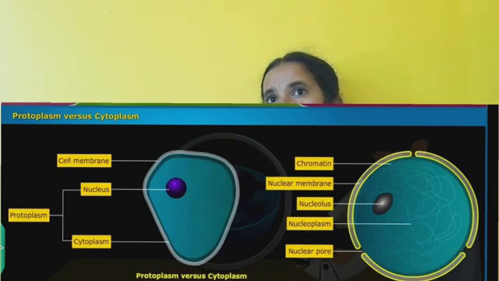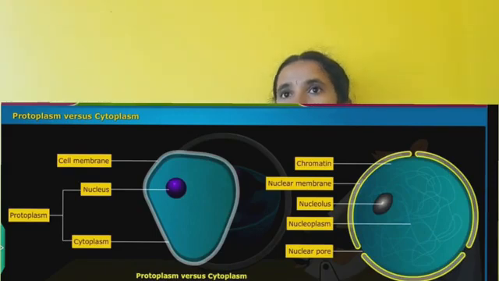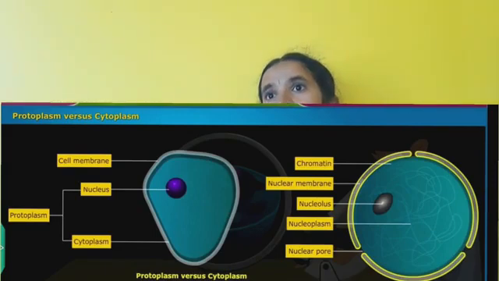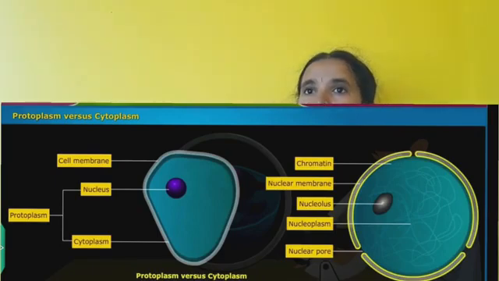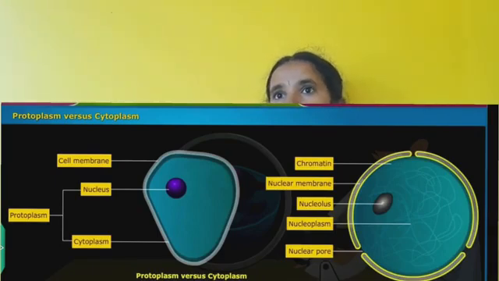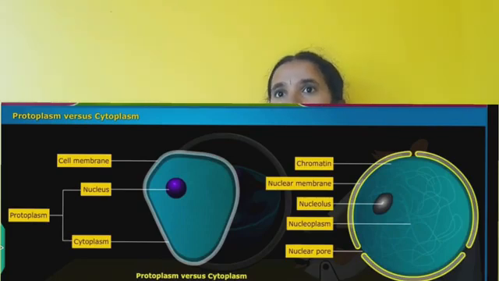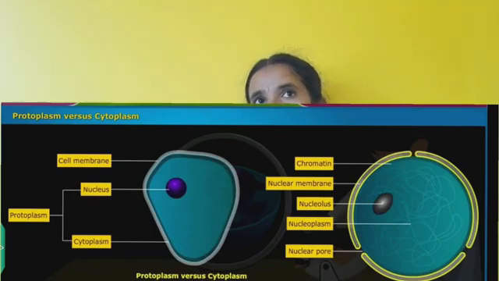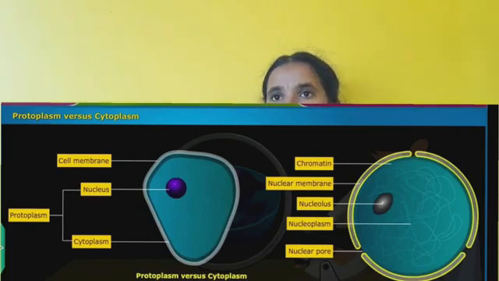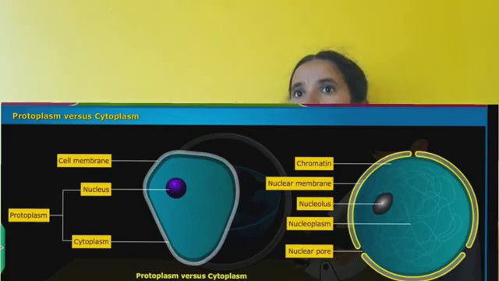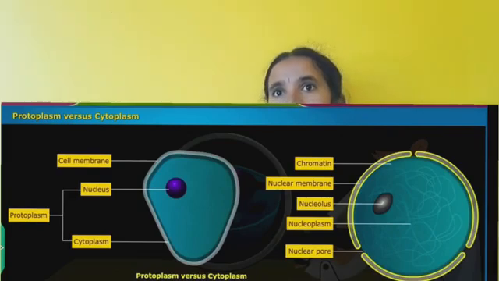Next, cytoplasm and nucleoplasm are present in eukaryotes, but in prokaryotes, no nucleus is present. That's why there is no difference between cytoplasm and nucleoplasm. Both are mixed together as protoplasm.